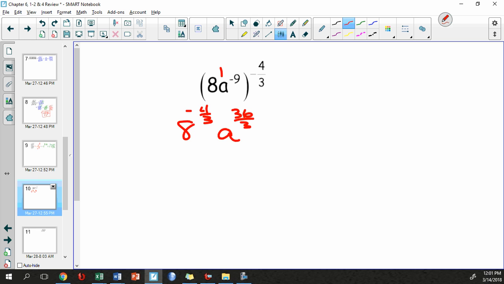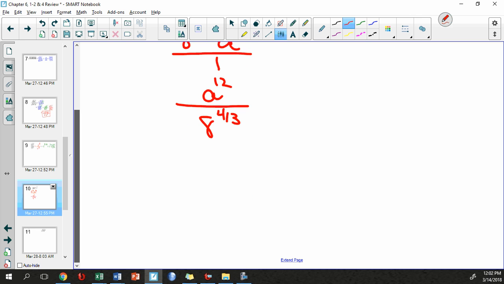Yes? Put this over 1. And what has a negative exponent? So where's that going to go? To the bottom. So this is 8 to the 4/3, and then this is going to be a to the 12. Now, take that out as a fractional exponent now, which means what are you actually doing to 8?